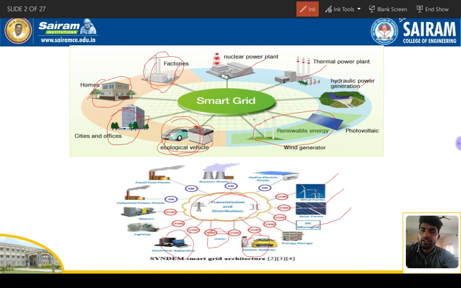Electronics apparatus in the sense we must have energy efficient electronic devices. See here, if you are replacing incandescent lamp, CFL lamp with LED lamp, that's one type of energy saving. So smart grid is not concentrating only on generation, it includes from generating station to utilization, already I told you. So here if you are using LED lamp, definitely it's like a smart one, right? And next we have lighting purpose.